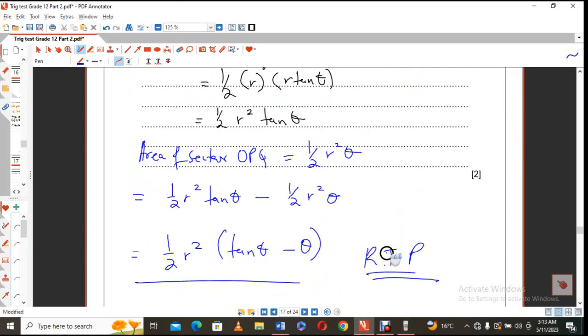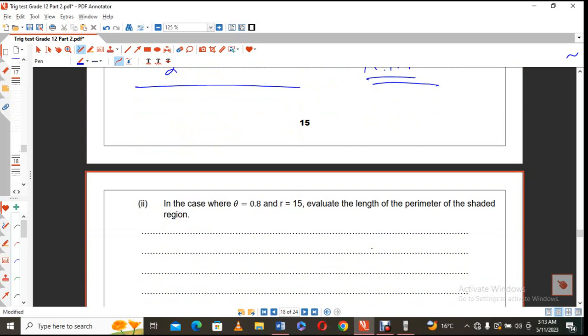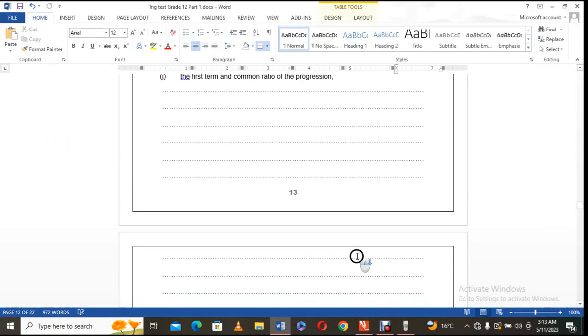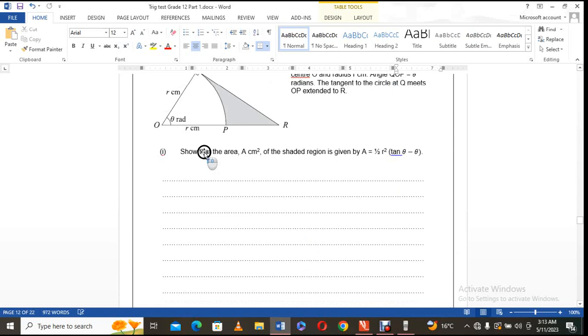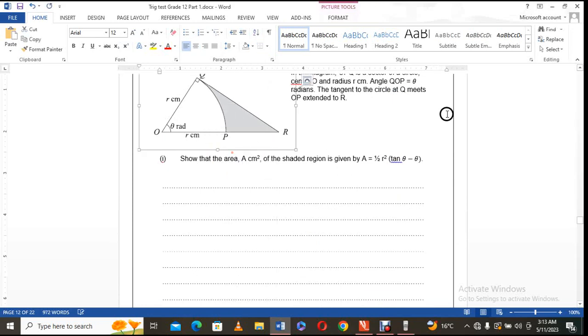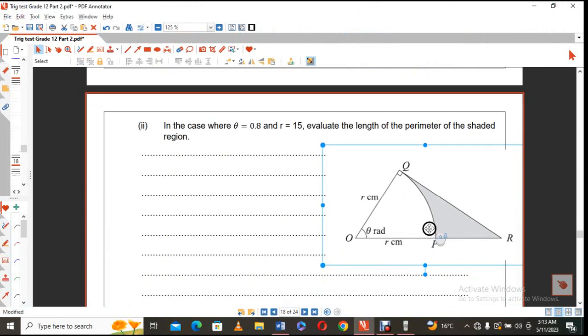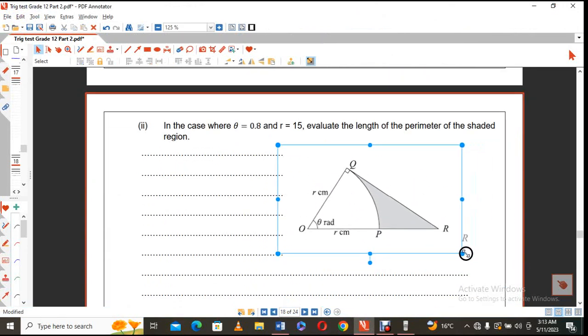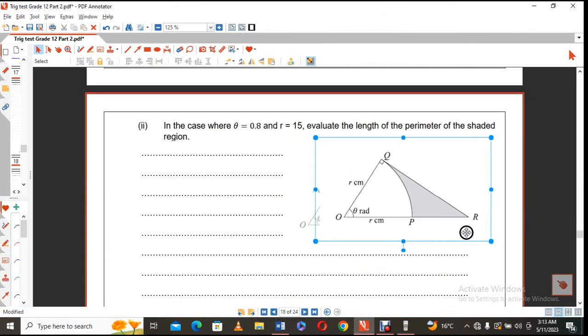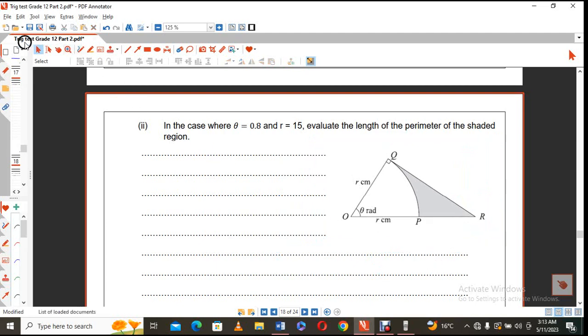The second part of the question asks us to find the length of the perimeter of the shaded region. Now, let me bring my triangle here, and it will assist me immensely if I have to calculate the perimeter. Good. Just want to bring it there so you can see, not going back and forth.